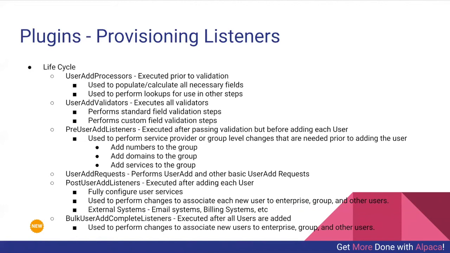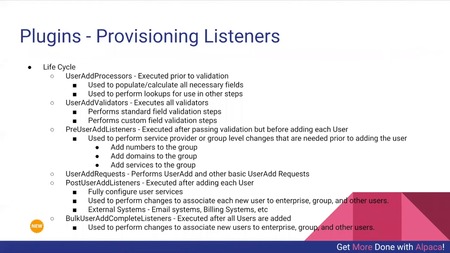Then you've got the user add listeners. These are the things that, after validation is passed but before you actually add the user, we can do other steps. Other steps might be things like adding numbers to the group, adding domains to the group, adding services to the group. For instance, you might just scale out the group, but if you desire to add a user that has a call center, or a hunt group, or might be part of a hunt group, then this would be a place where you can roll that back up and make those group level changes before you add those users. Then of course you've got the standard user add requests.